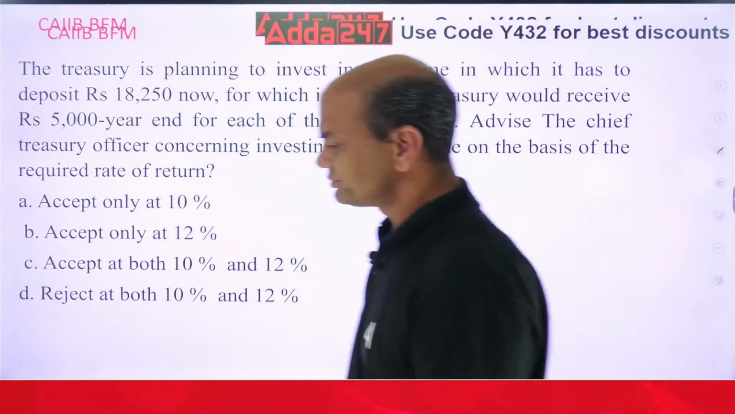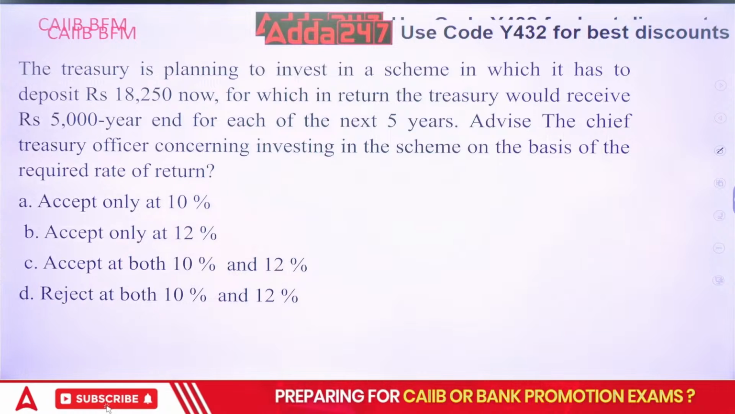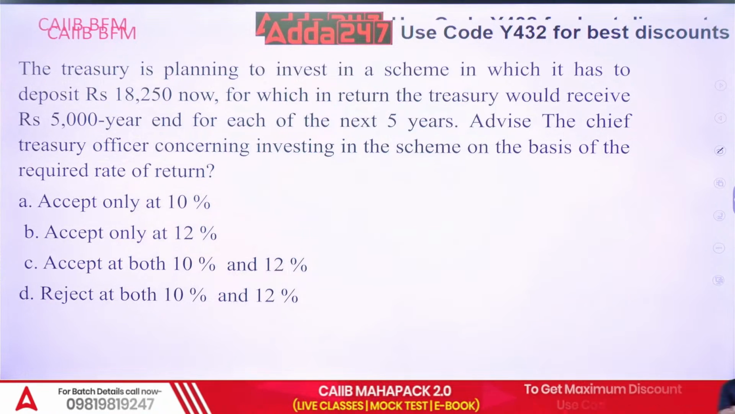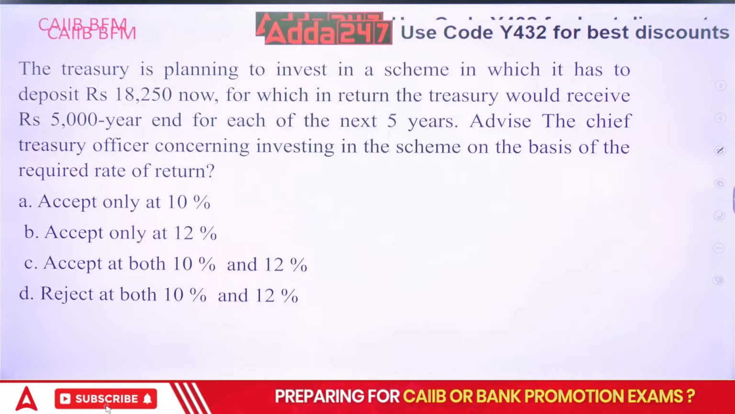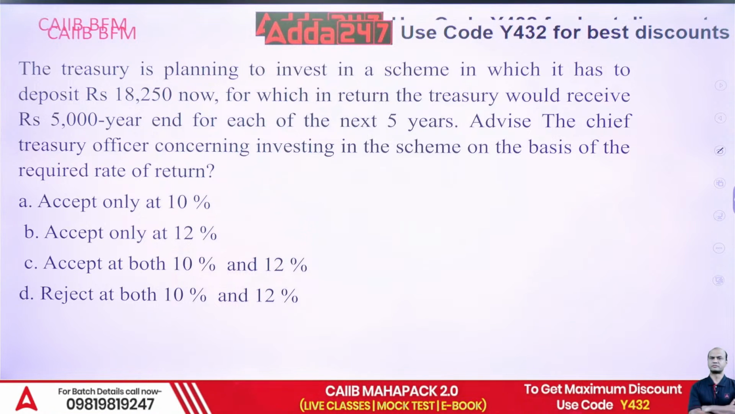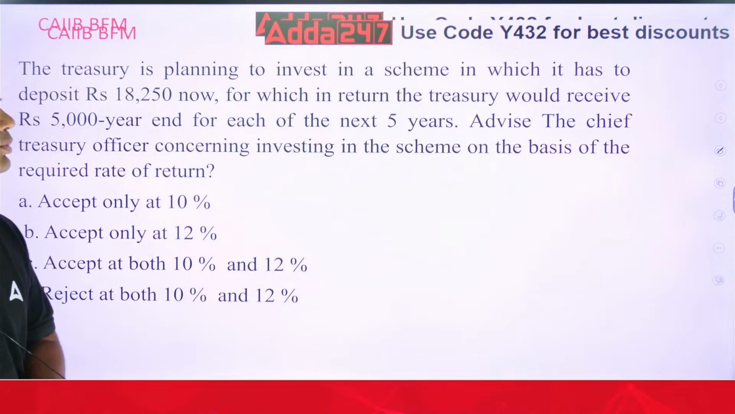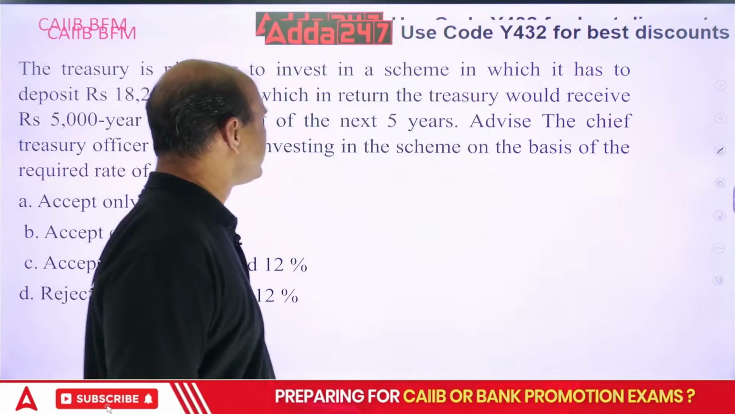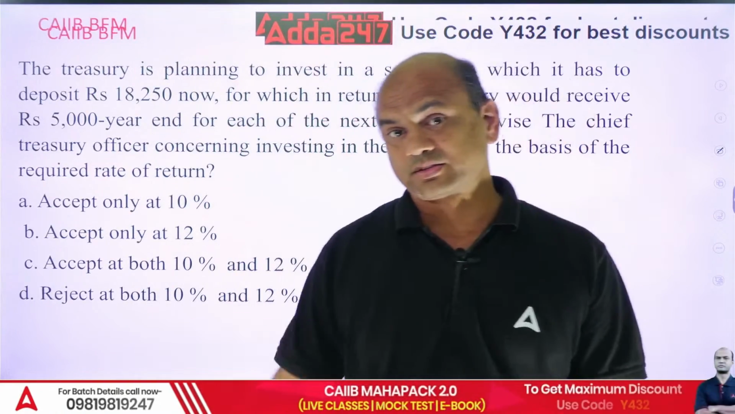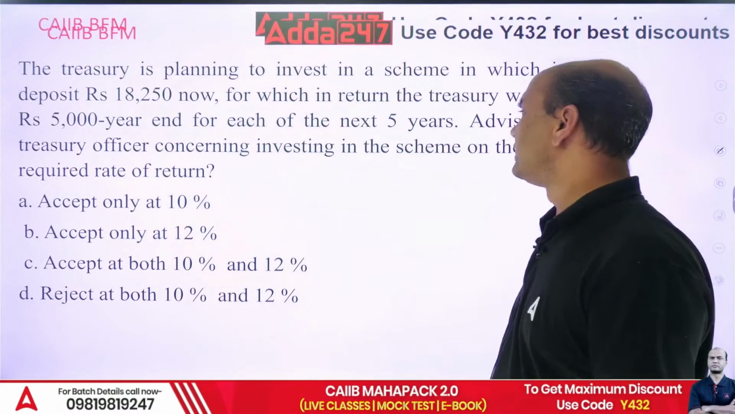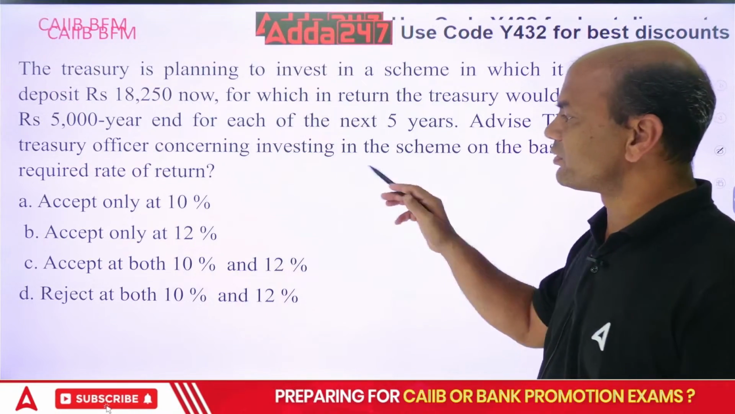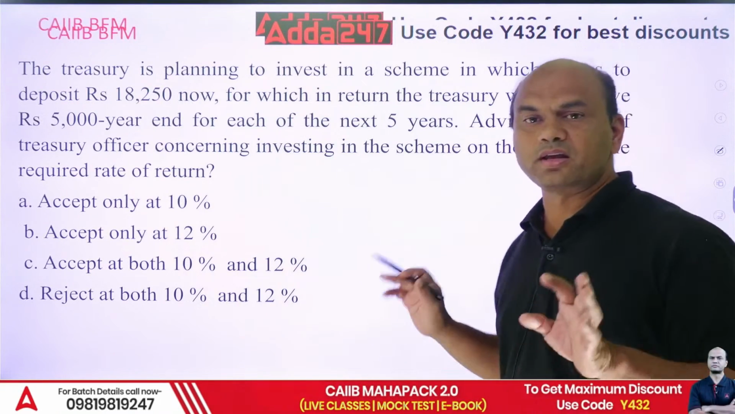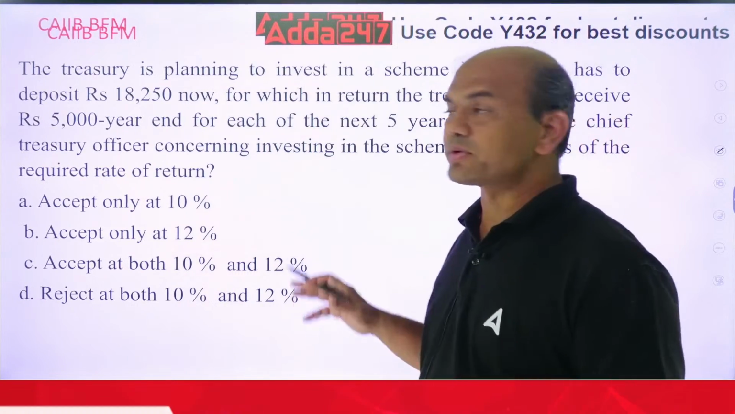Read this. This is a bit difficult numerical. Treasury is planning to invest in a scheme in which it has to deposit 18,250 now, for which in return the Treasury would receive rupees 5,000 at the year end for the next 5 years. Advise the Treasury officer concerning the investment in the scheme on the basis of the required rate of return. So you have to answer to that person on the basis of required rate of return.